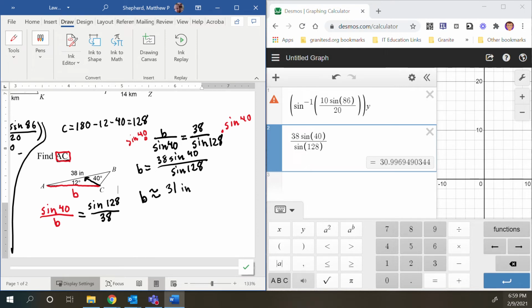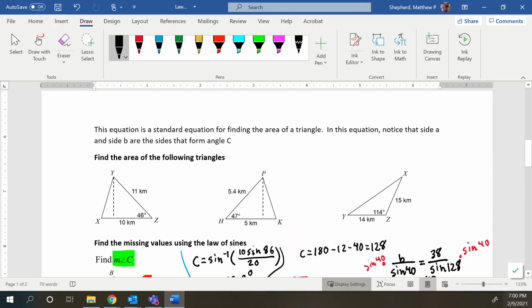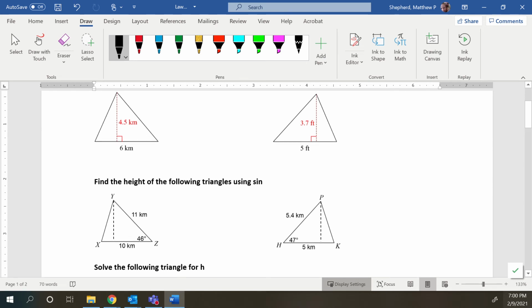Okay, so that's how to use law of sines to solve either for an angle or for a side, and how to use the whole 180 rule to find a missing angle. Now I'm going to go ahead and put Desmos off to the side. I'm still going to make some calculations, but I'm not going to show Desmos each time.